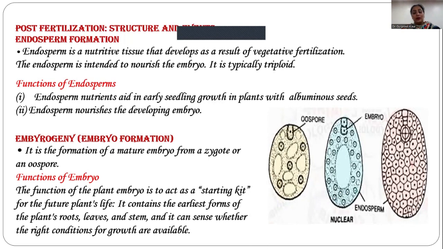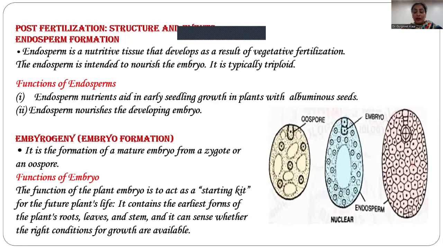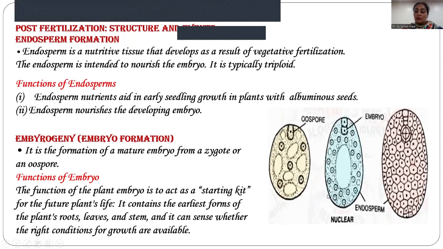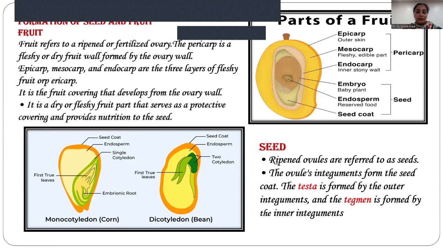See, nature has provided wonders to them. The nutritive tissue present in the seeds is the endosperm. So endosperm will provide the nutrition to the growing embryo. And the embryo, the starter of life, the starting kit for the future life, will lead to the formation of roots and shoots. We make sprouts at home. That is the embryo growing, that is, the seedling is being formed. So this is the formation of seed and fruit.